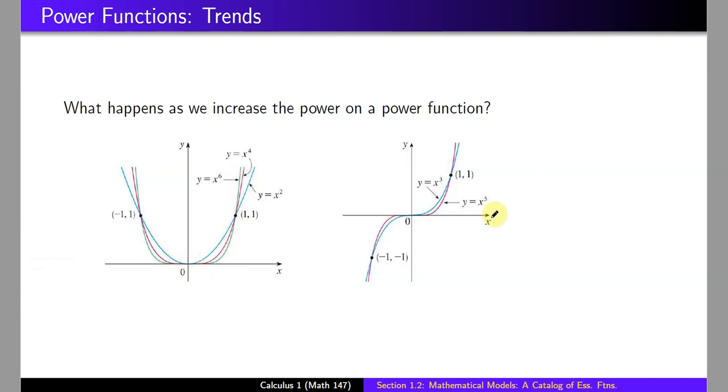The same kind of trend applies over here if you're talking about odd degree power functions, where 0, 0 is fixed, 1, 1 is fixed, minus 1, minus 1 is fixed. But the higher you make the power, the more it's going to flatten out near the 0 to the left or right, and the more rapidly it's going to grow to the right.